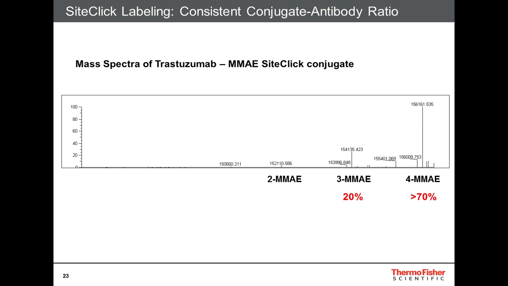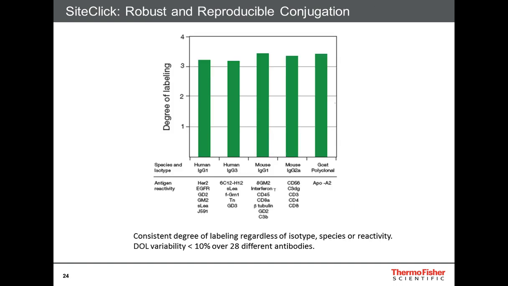We can quantify this using mass spectrometry, where here we conjugated monomethyl auristatin E, a toxin, to Trastuzumab. And what the mass spec shows us is that the primary species in this conjugation contained 4 of our drugs. A small subset of our antibodies had only 3, but our smaller species are almost not present. And we see this again and again.